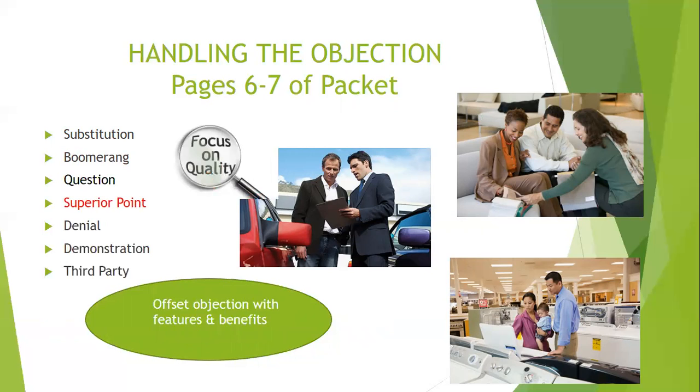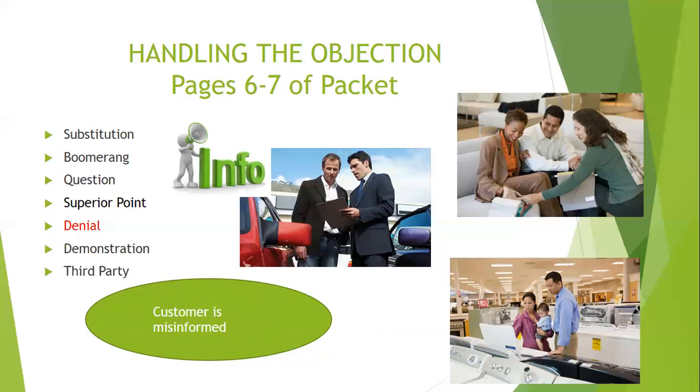The fourth one we learned about is called superior point. And what you do with this one is offset the objection with features and benefits. So for example, we used the iPhone as an example, and someone says, well, that's extremely expensive. And true enough, that is expensive. So what the salesperson can do is point out the benefits. So they would say things like, well, you have a lot of extra features that are not on other phones. So you use a feature to offset the objection.